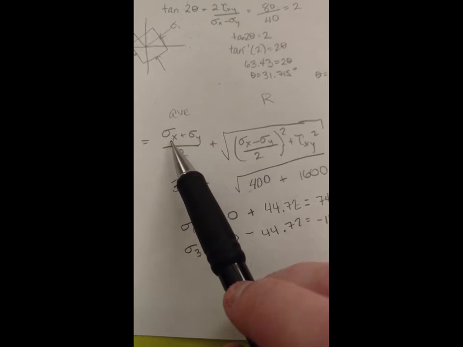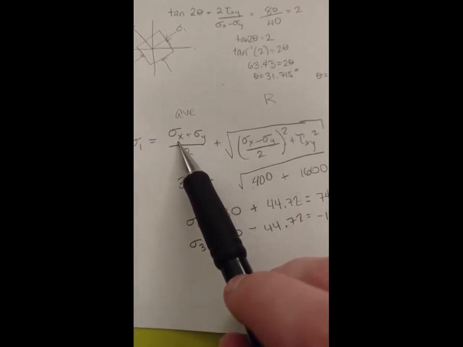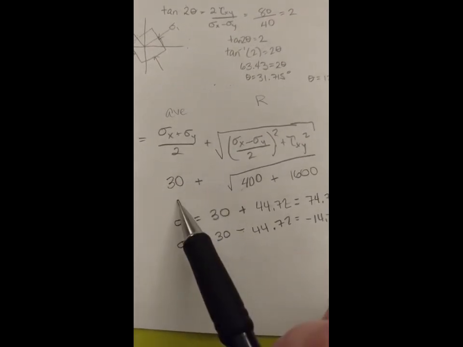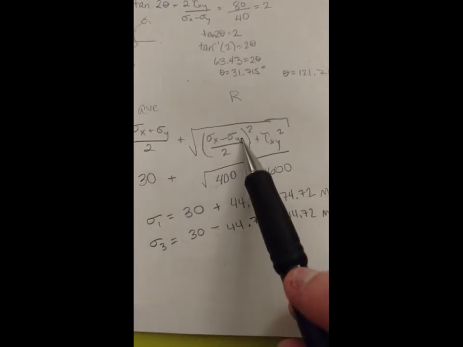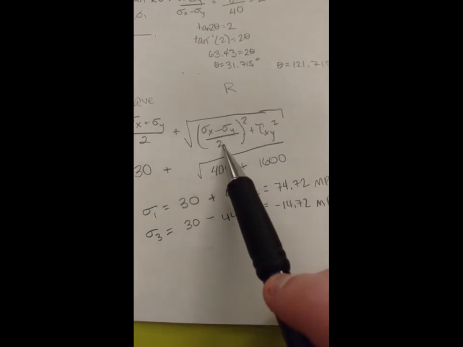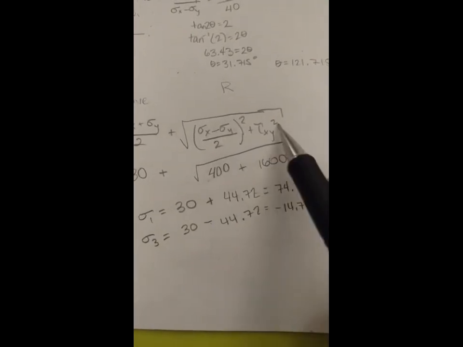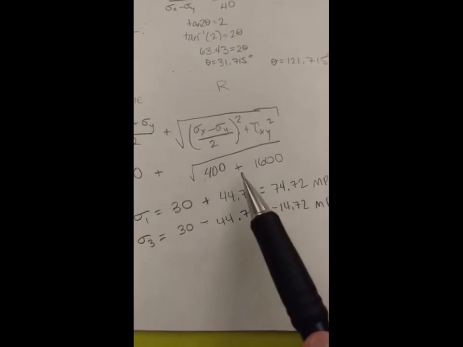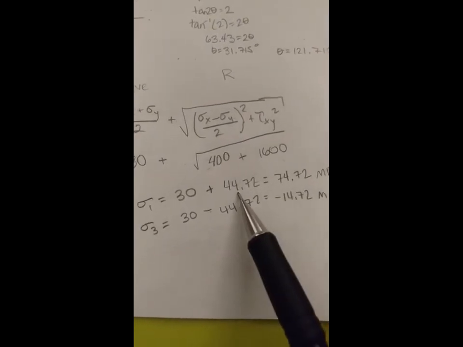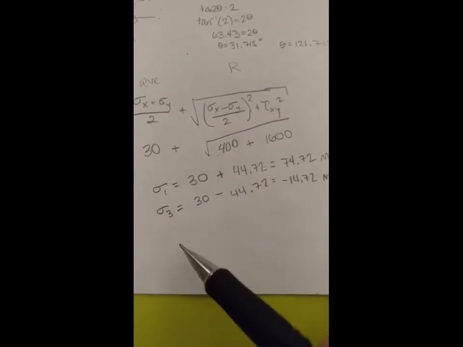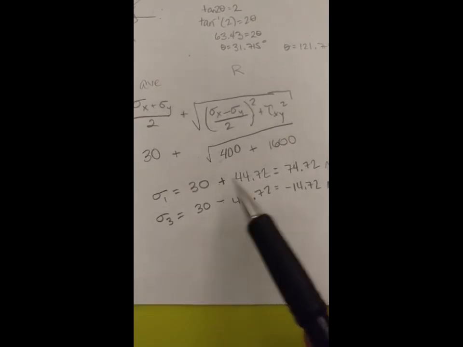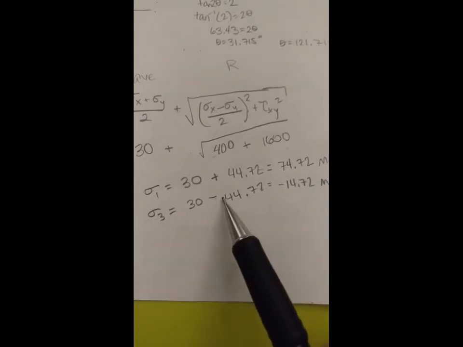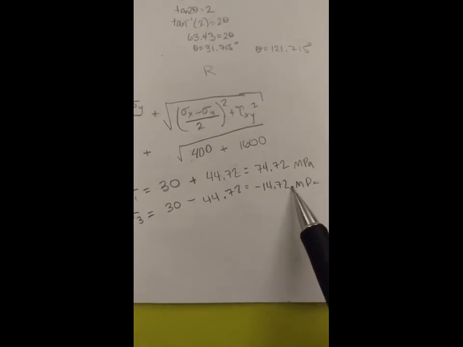So here I did just that. Remember, sigma x was 50, sigma y was 10. So 10 and 50 is 60, divided by 2 is 30. Over here I subtracted them, so I got 40 divided by 2 is 20. 20 squared was 400. And tau was 40, so 40 squared is 1600. I took the square root of 2000, which is those two added together, and I got 44.72. So sigma 1, adding these together, is 74.72 megapascals. And for sigma 3, I'm subtracting them, and I get negative 14.72 megapascals.